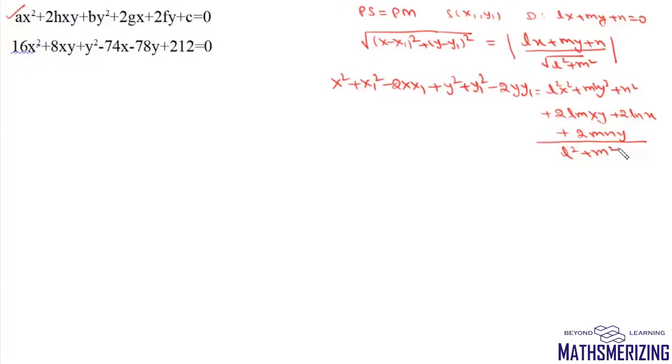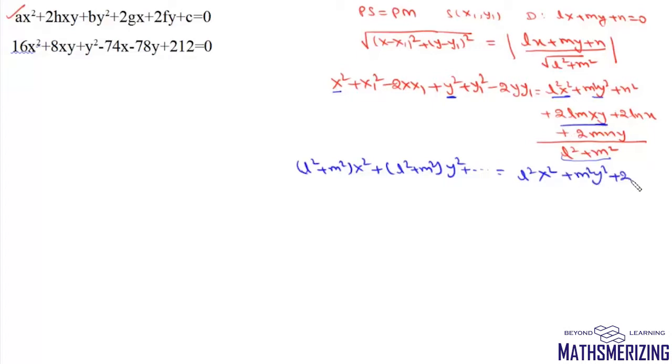Now what I'm interested in is coefficients of x square, y square and xy. So I'll multiply this L square plus M square on the left. I'll write L square plus M square into x square plus, now for y square again will be L square plus M square y square, and I'll ignore all other terms, and on the right I have this L square x square, then I have M square y square, and we have 2LM xy, and then I'll ignore all other terms.